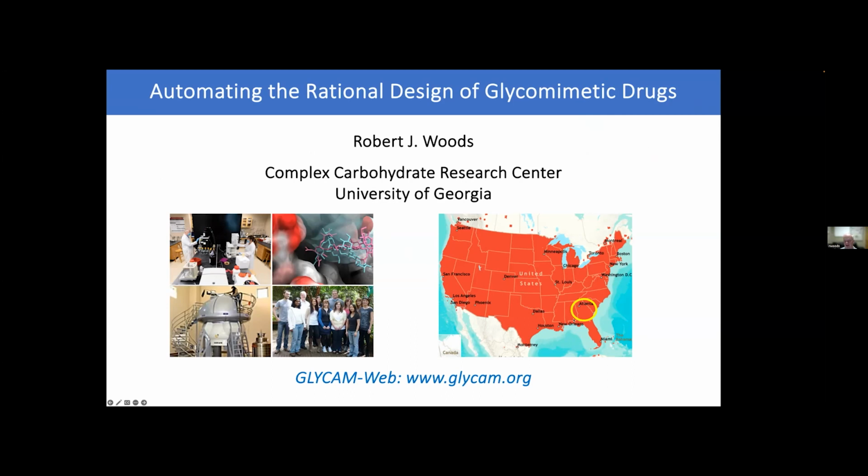I'm from the Complex Carbohydrate Research Center in Georgia. That's the other Georgia. In our group, we do computational chemistry, also synthesis, and biophysics, sometimes a lot of NMR, sometimes some crystallography. But the group is really interested in how carbohydrates interact with proteins. So today I want to talk about the development of drugs based on carbohydrates that are called glycomimetics.